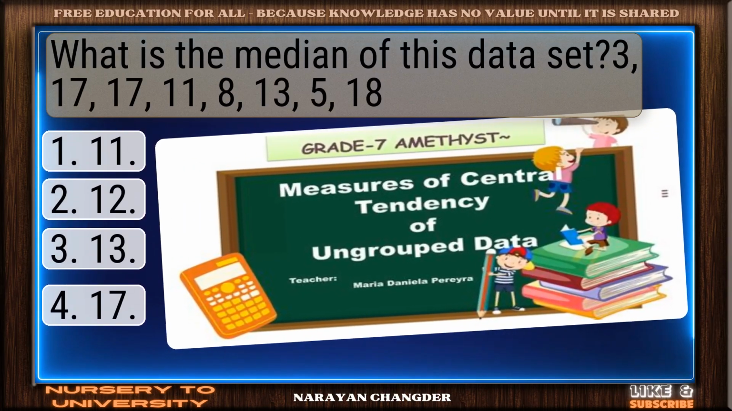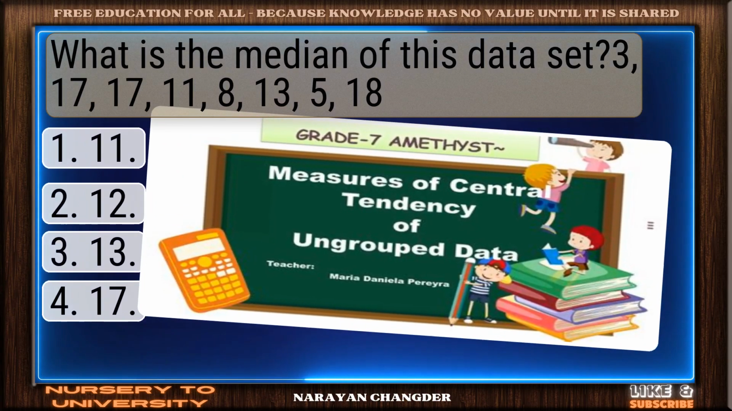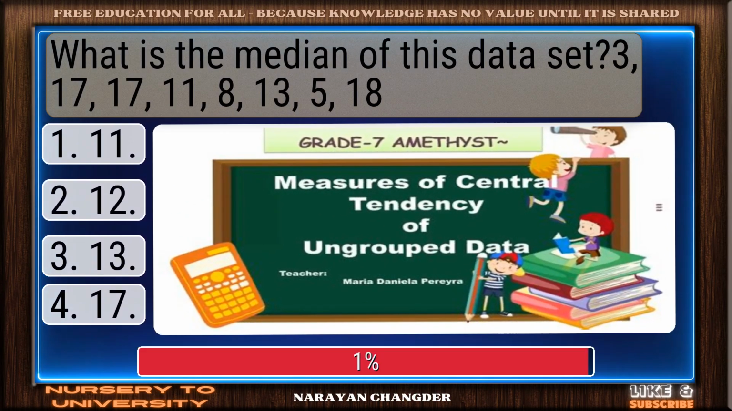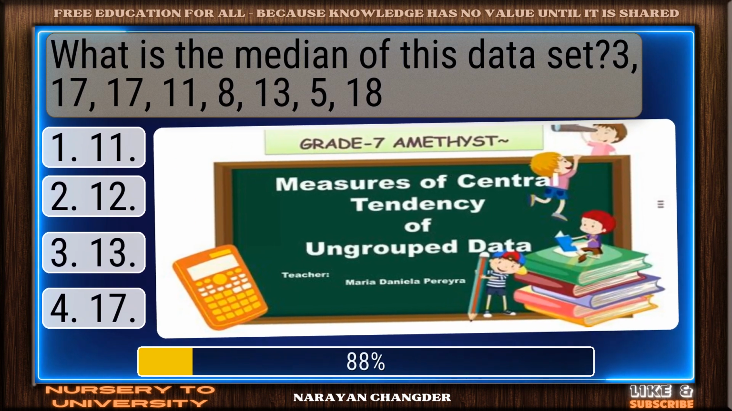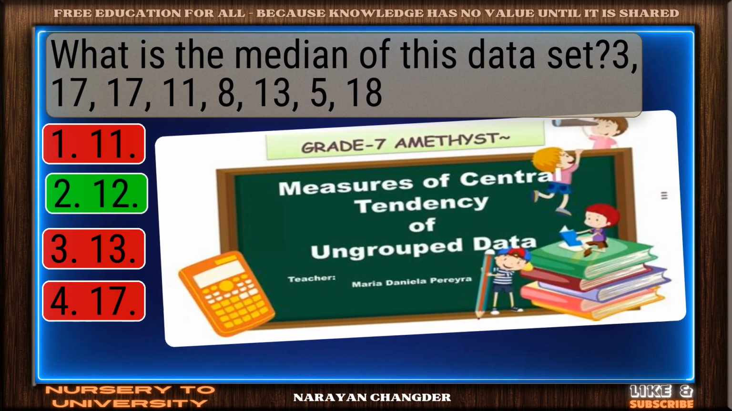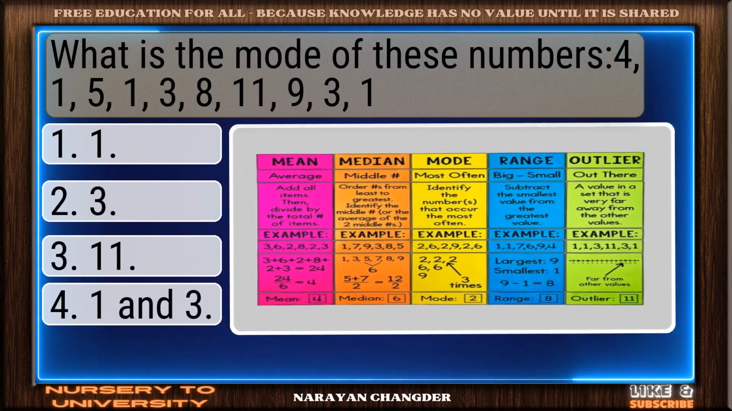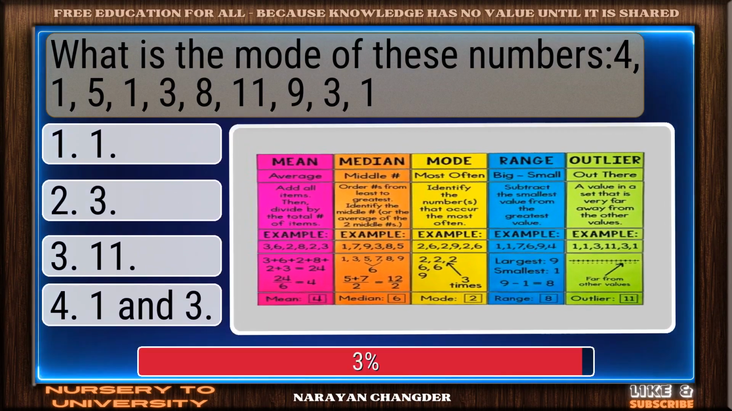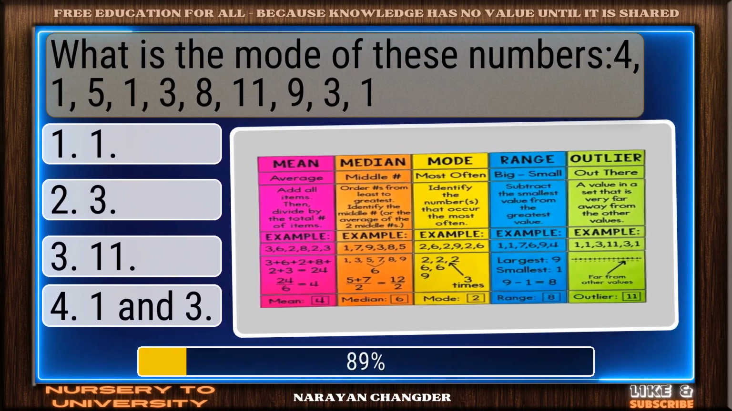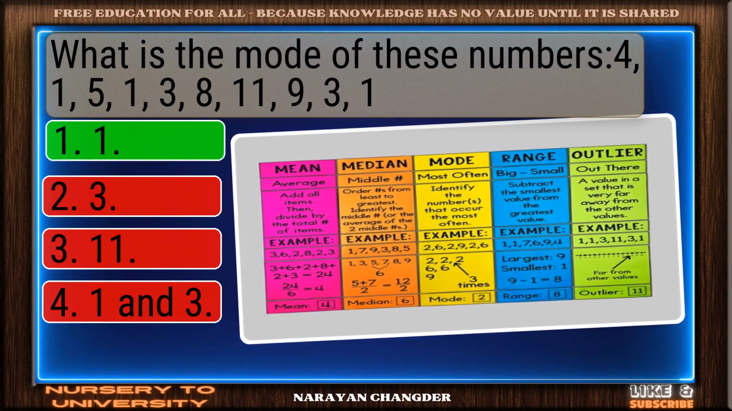What is the median of this data set? 3, 17, 17, 11, 8, 13, 5, 18? Correct response. 12 is accurate. What is the mode of these numbers? 4, 1, 5, 3, 8, 11, 9, 3, 1? Strong choice. 1 is right.